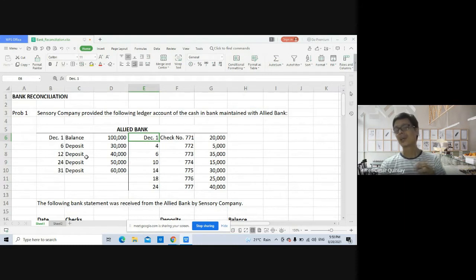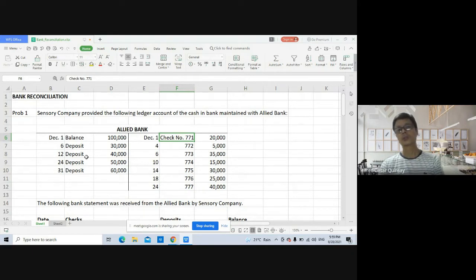So take note, this is the cash in bank account of the company, not the bank. So that's why all the credits here are deductions for the company as far as the company is concerned. These are the checks, kaya nasa credit yan because it is disbursements. As we know in cash transactions, a debit means, as far as the company is concerned, additions, while a credit means disbursements or deductions.